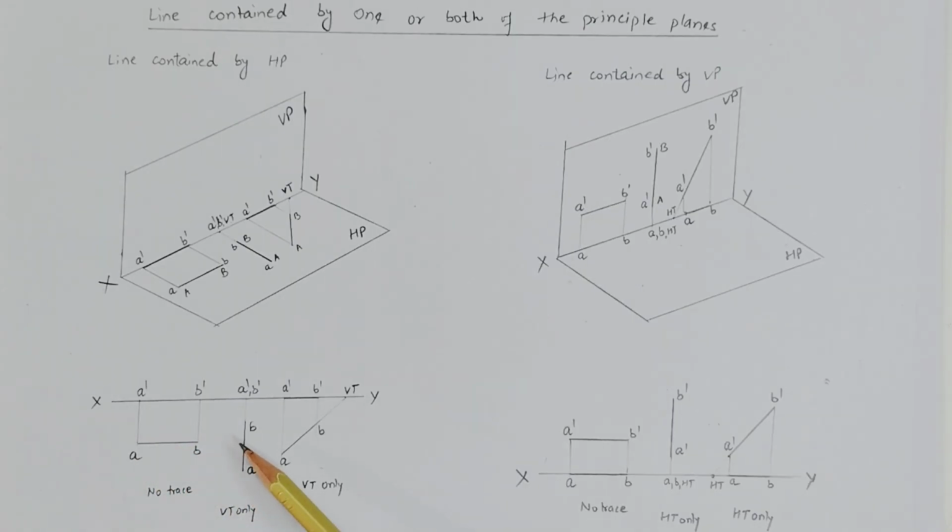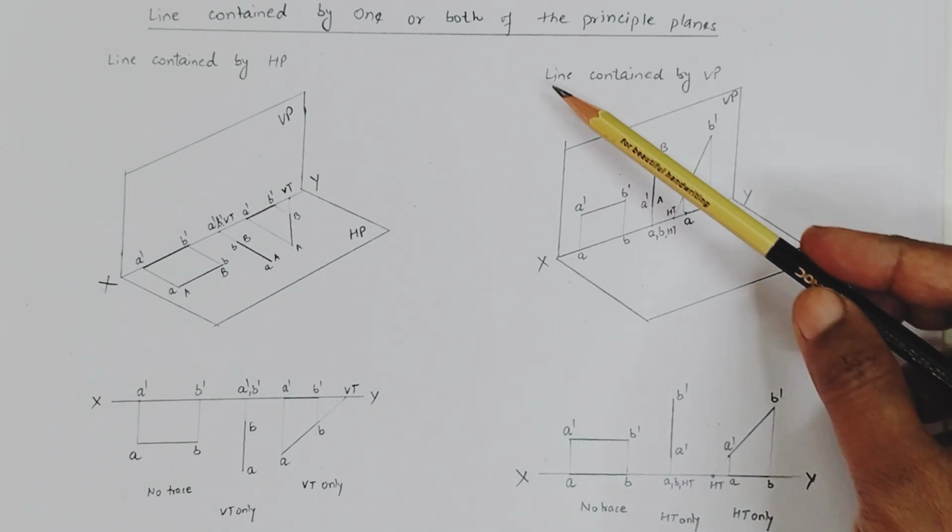In the second case, when the line is perpendicular to HP, when we extend this line, it will intersect with the reference line here. So in this case there is only a VT, that is on this point. In the third case, when we extend the top view, it will meet here. So this point is the vertical trace.